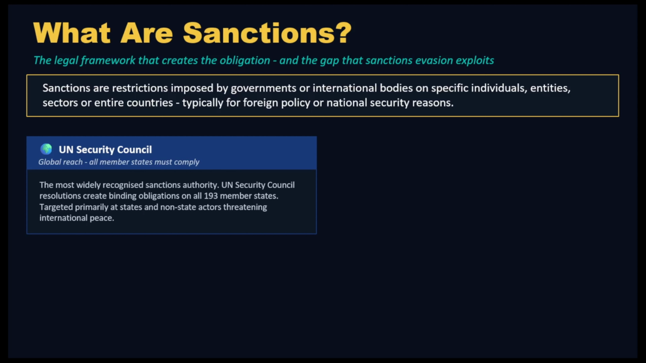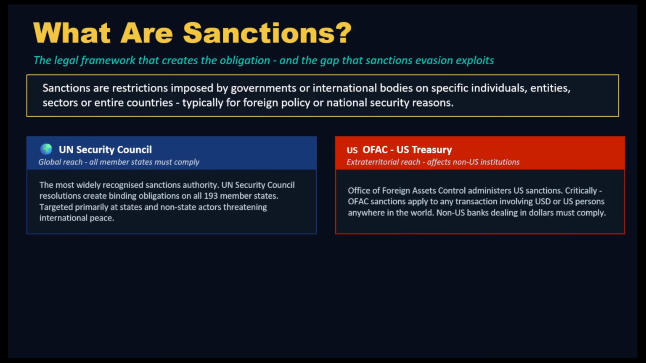The second one is OFAC, the Office of Foreign Assets Control under the US Treasury. This is the one that generates the most enforcement action globally. Why? Because OFAC has an extraterritorial reach, which you will find in the CAMS questions and in the chapters related to the law. Any transaction that touches US dollars or involves a US person anywhere in the world falls under OFAC jurisdiction. A non-US bank processing a USD payment through a US correspondent bank is within OFAC's reach.